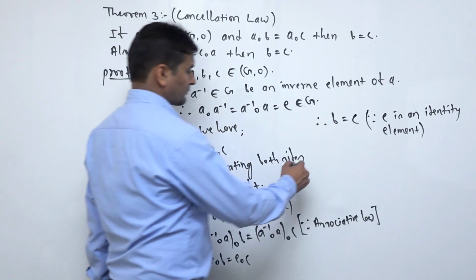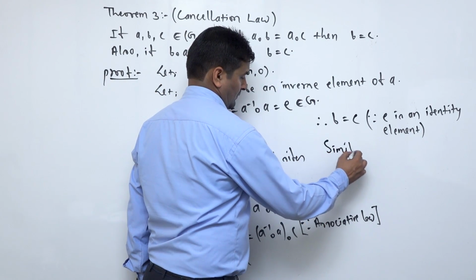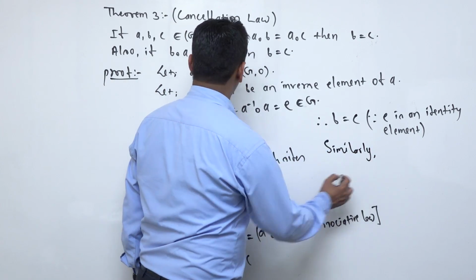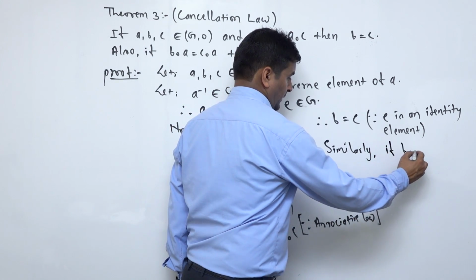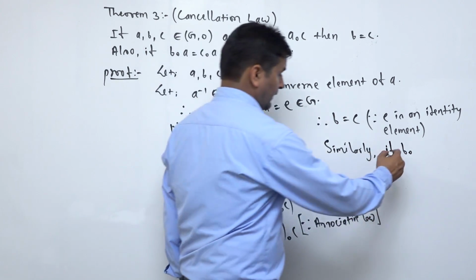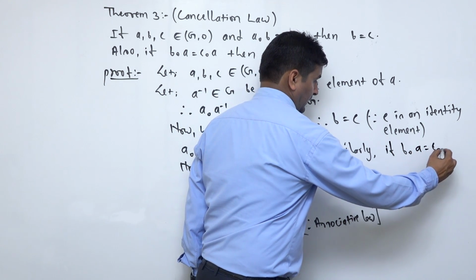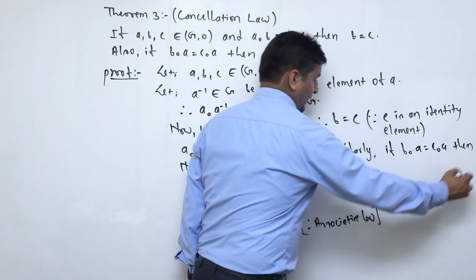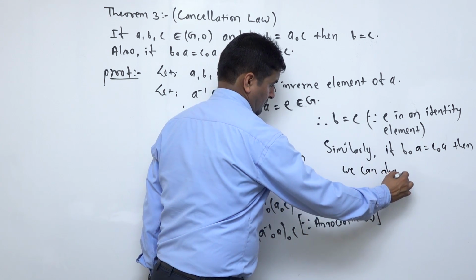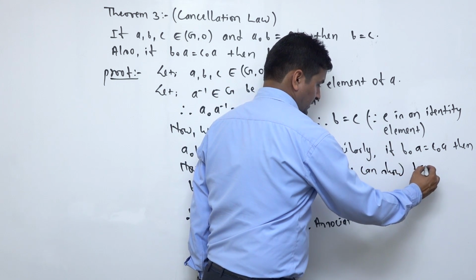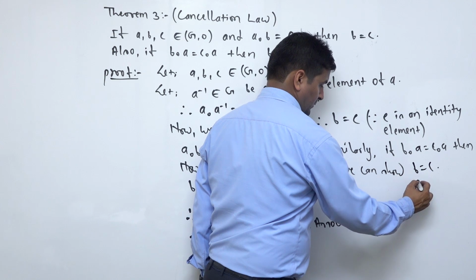Similarly, if B ∘ A equals C ∘ A, then we can show B equals C. It is proved.